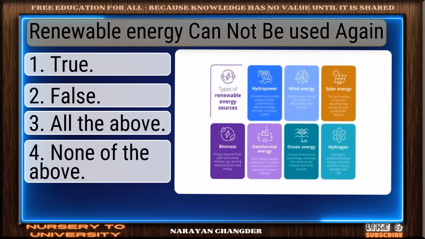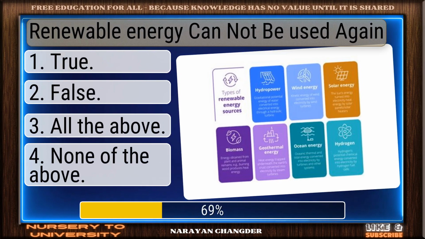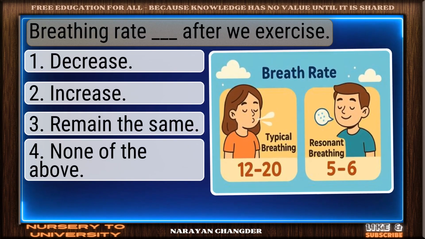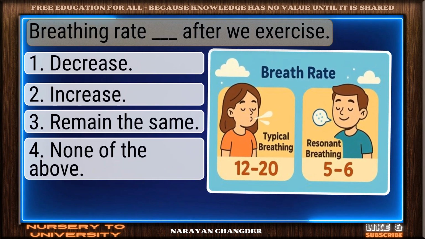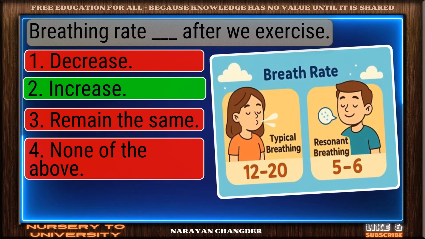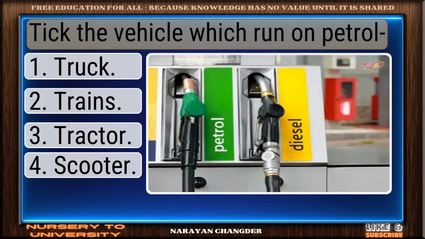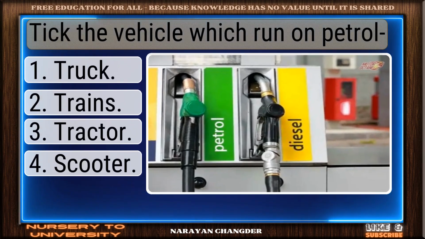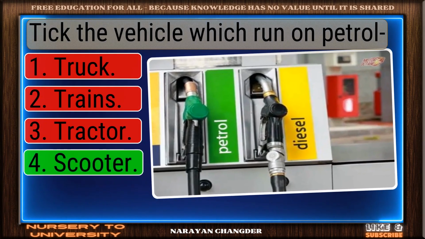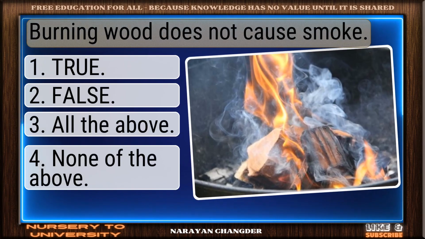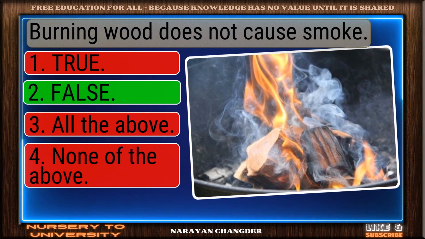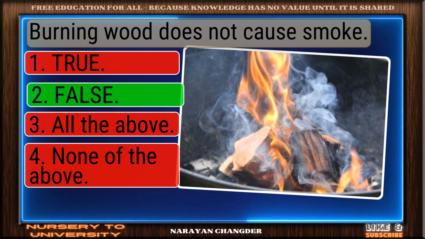Renewable energy cannot be used again. Great thinking. False is the right choice. Breathing rate dash after we exercise. Valid point. Increase is true. Tick the vehicle which runs on petrol. Bravo. Scooter is the answer. Burning wood does not cause smoke. Strong choice. False is the right answer.